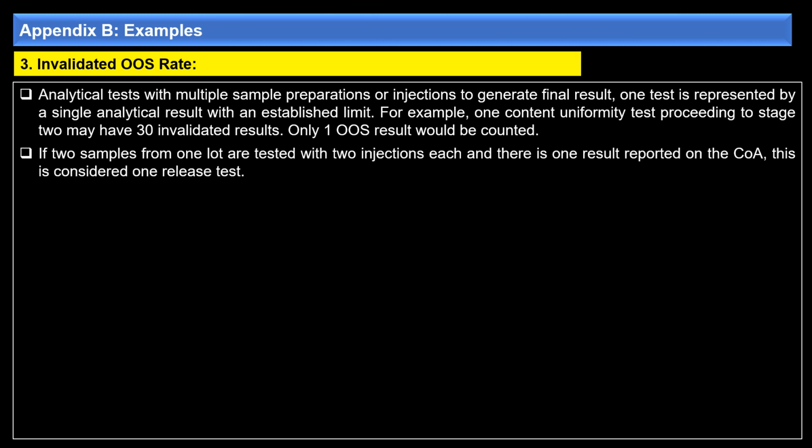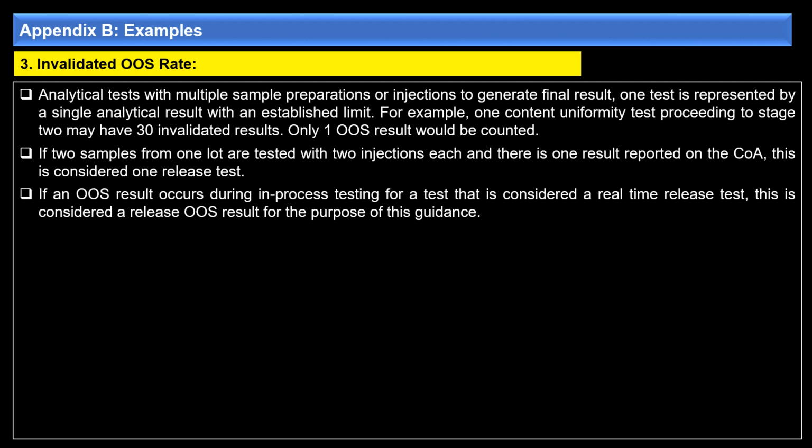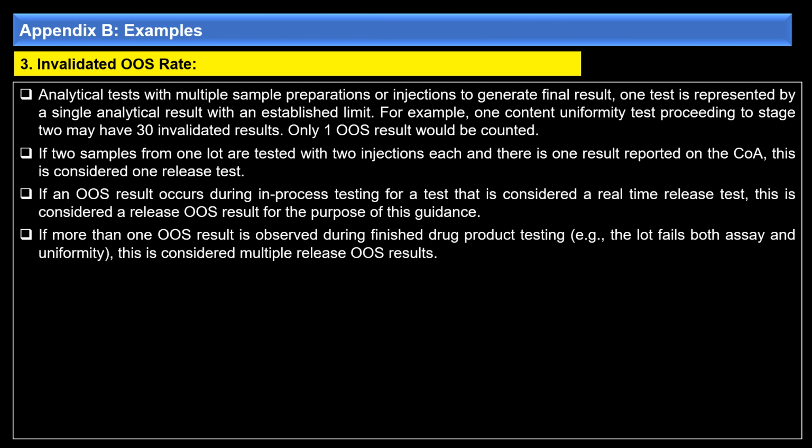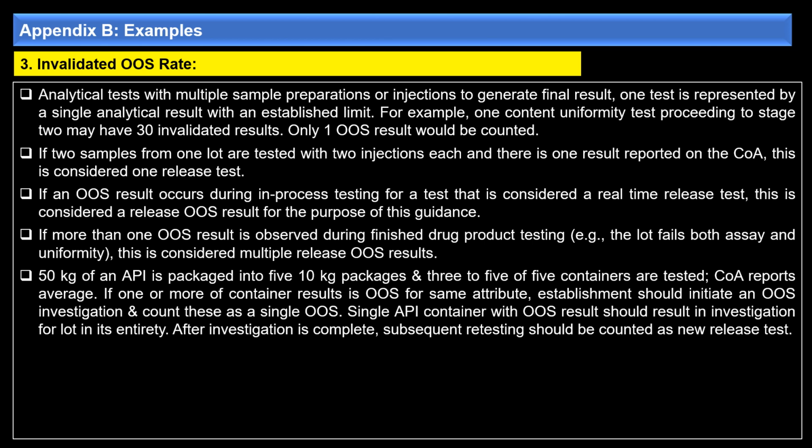If 2 samples from one lot are tested with 2 injections each and there is one result reported on the COA, this is considered as one release test. If an OOS result occurs during in-process testing for a test that is considered a real-time release test, this is considered a release OOS result for the purpose of this guidance. If more than one OOS result is observed during finished drug product testing, for example, the lot fails both assay and uniformity, this is considered multiple release OOS results.